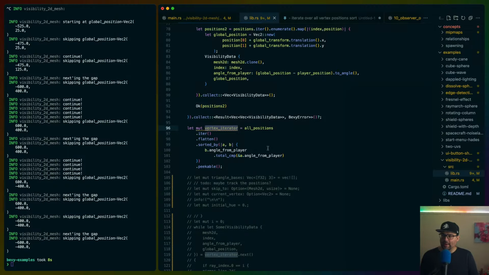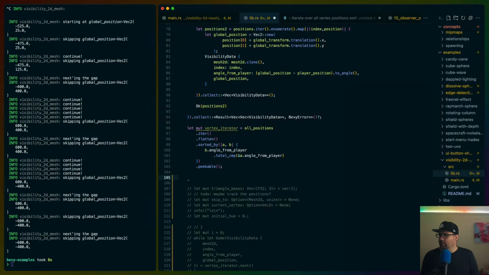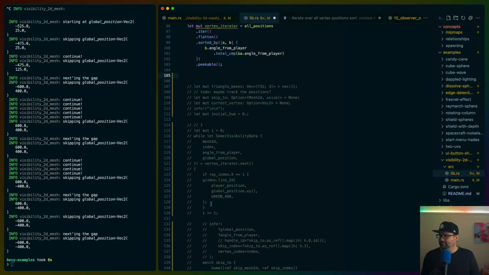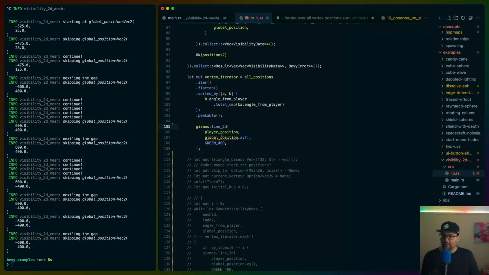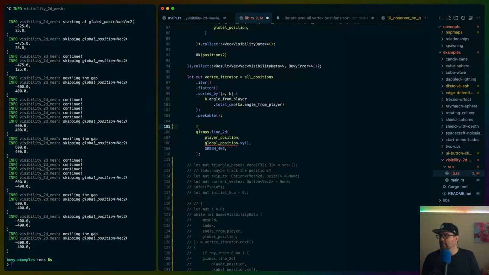And we're left with the positions of the vertices for all positions, right? They are also sorted by angle to player, which is cool. And now from here, we're going to want visualization, right? So we'll grab this and put that here. We have to get this to work somehow. Let's start with just drawing to every vertex that we're going to hit.